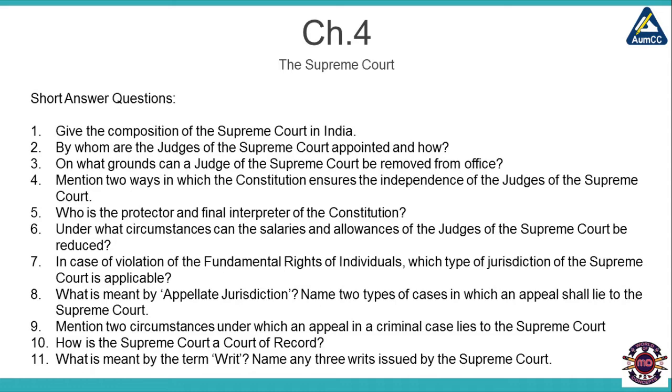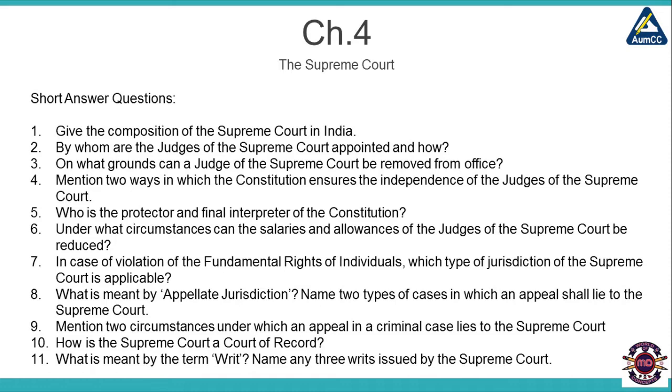When it comes to chapter 4, the Supreme Court, one of the important chapters, the short answers are as follows: by whom are the judges of the Supreme Court appointed and how? Mention 2 ways in which the Constitution ensures the independence of the judges of the Supreme Court. Who is the protector and the final interpreter of the Constitution? In case of violation of the fundamental rights of individuals, which type of jurisdiction of the Supreme Court is applicable? A very important question is, what is meant by appellate jurisdiction? Mention 2 types of cases in which an appeal shall lie to the Supreme Court.